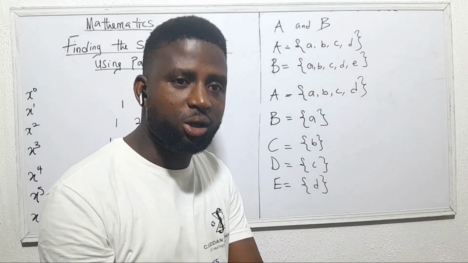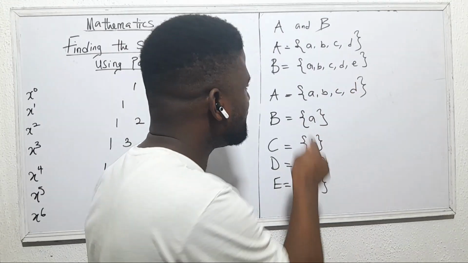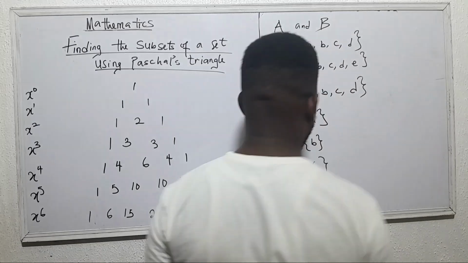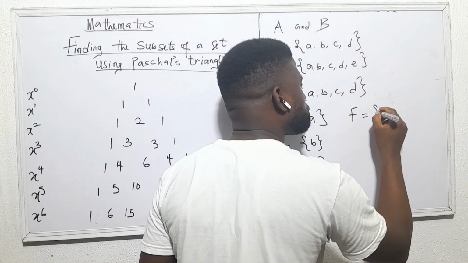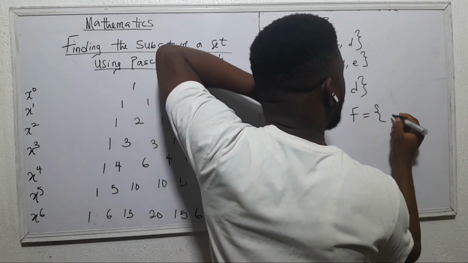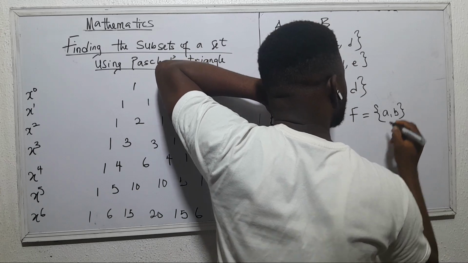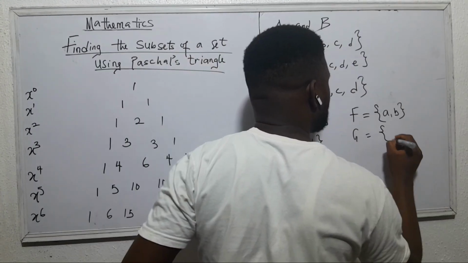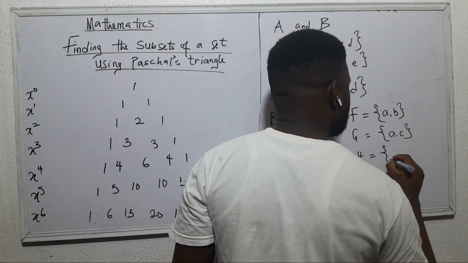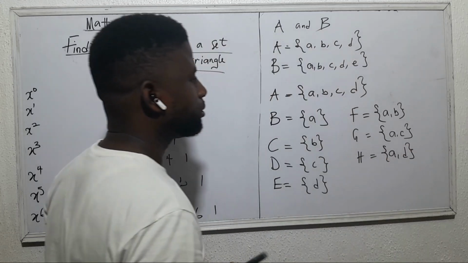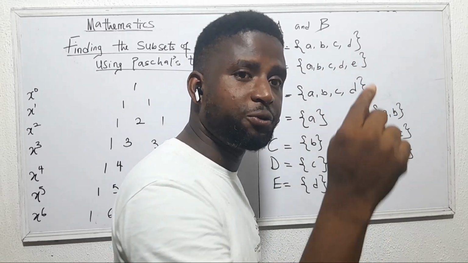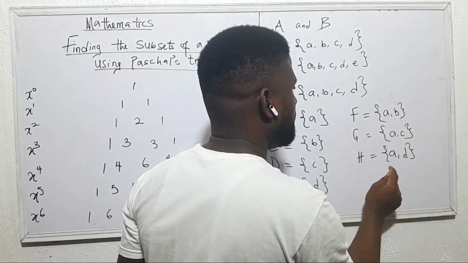Now, having picked each element, we can also form more sets from the set A. How do we form more sets from the set A? By mapping each element to other elements. So, for example, we can have the set F equal to, for example, map element a. So let's map element a with every other element. We have {a, b}, {a, c}, {a, d}. So now, when we mapped element a with each element, we had ab, ac, and ad.